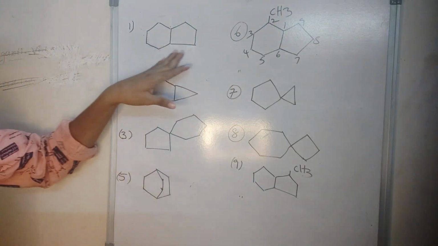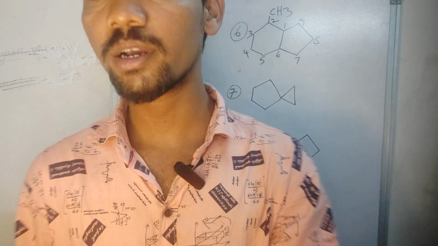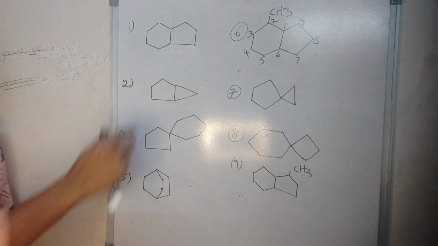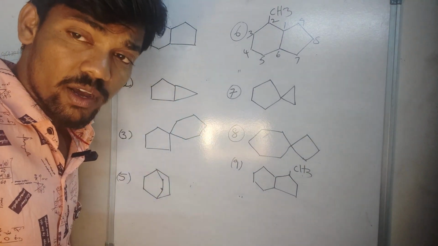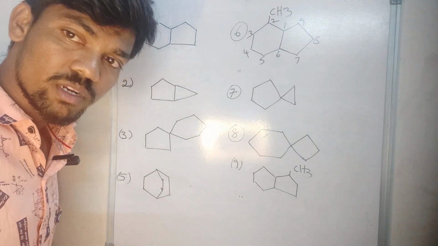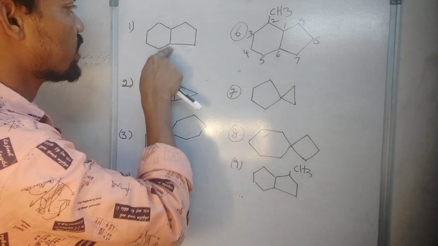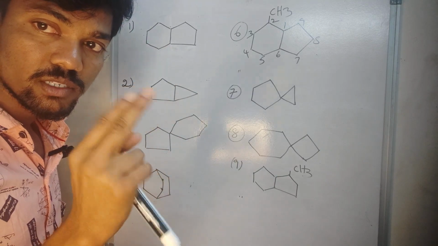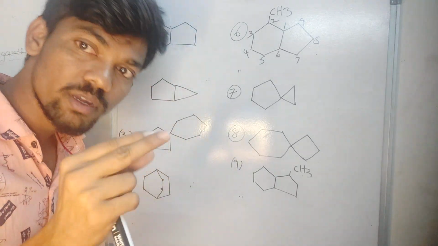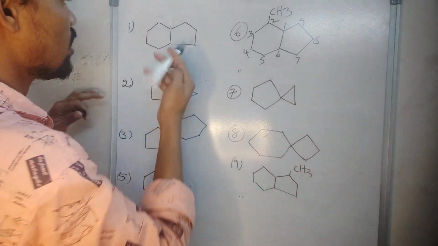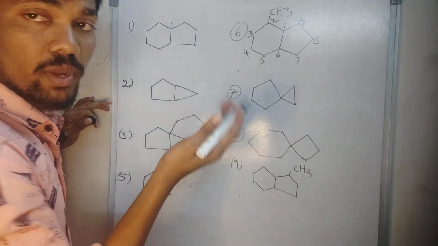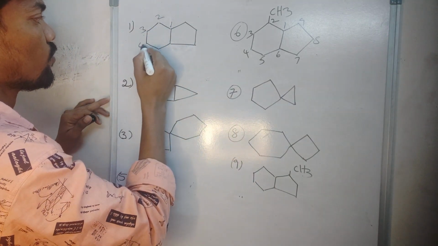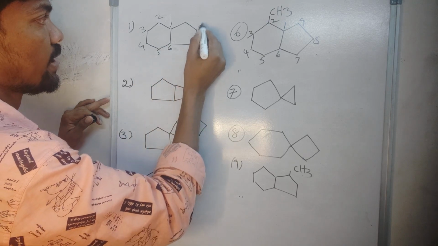What happens here? This is a compound. Is it bicyclic or spiro? You tell me. They are sharing only 1 carbon. If 1 carbon is shared, this is called spiro. But here 2 rings are sharing 2 carbons. 2 carbons means it's a bicyclo compound. So how can you number it? First one is 1. Big to small, small to big. Bicyclo is big to small. 1, 2, 3, 4, 5, 6, 7, 8, 9.